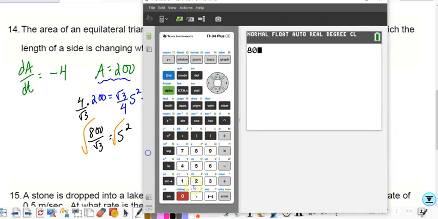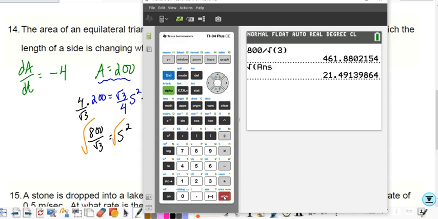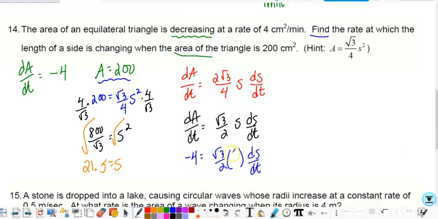So first, let's find 800 divided by the square root of 3. Square root that. So the side length is 21.5. Okay, so I'm going to multiply these together and divide that to the left side. Let's see what we get.